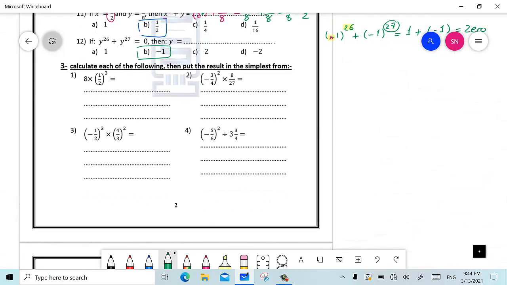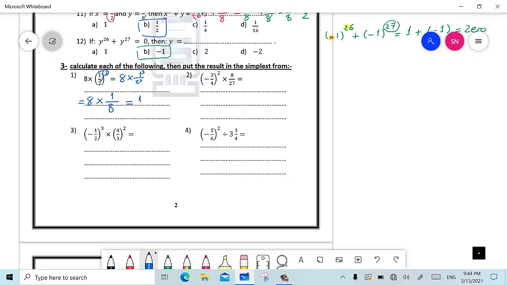Calculate each of the following, then put the result in the simplest form. 8 times half all raised to the power of 3. So this is equal to 8 times, and I'm going to distribute the 3 on the numerator and on the denominator. 1 to the power of 3 over 2 to the power of 3. So this is equal to 8 times 1 over 8, which is equal to 1. And let's go now for question number 2.